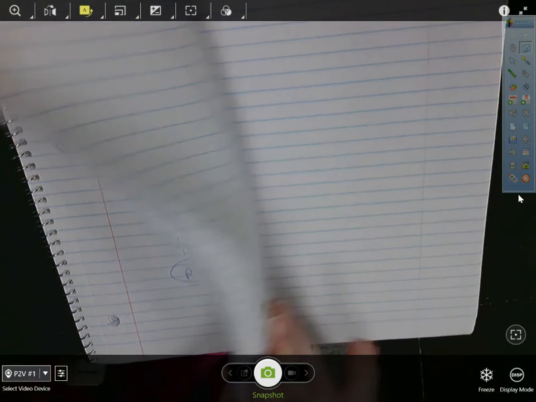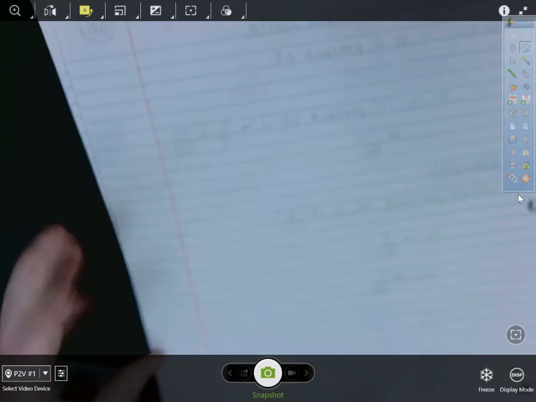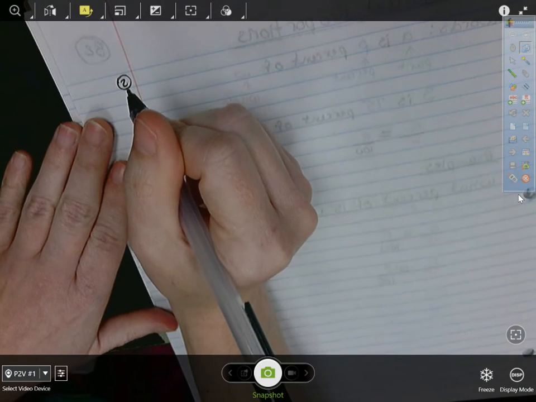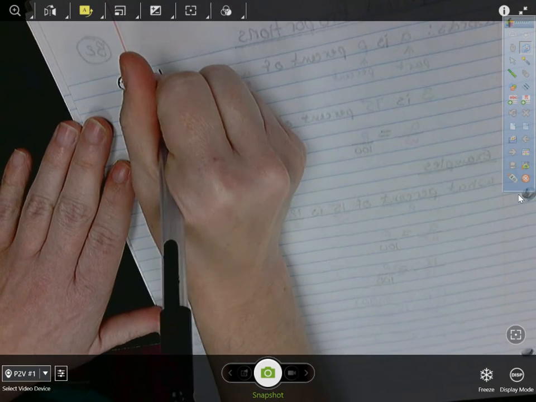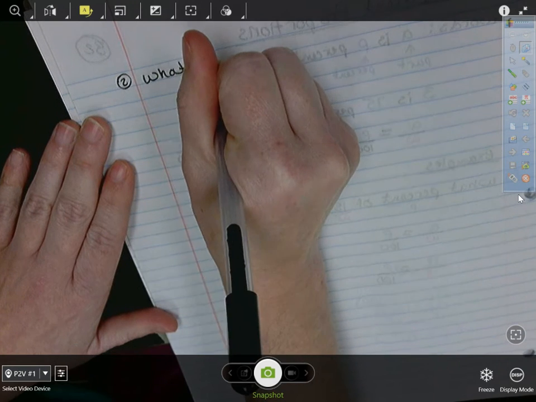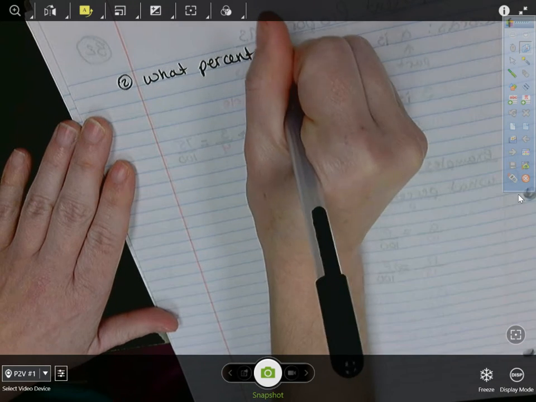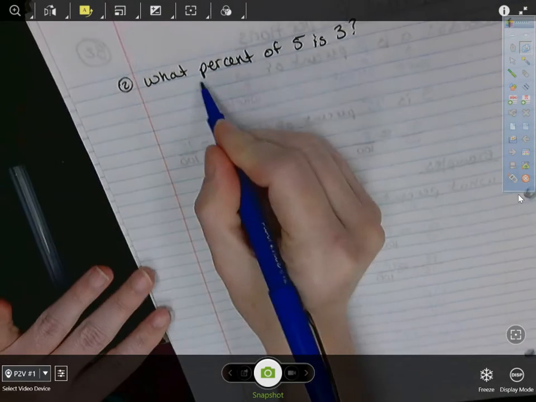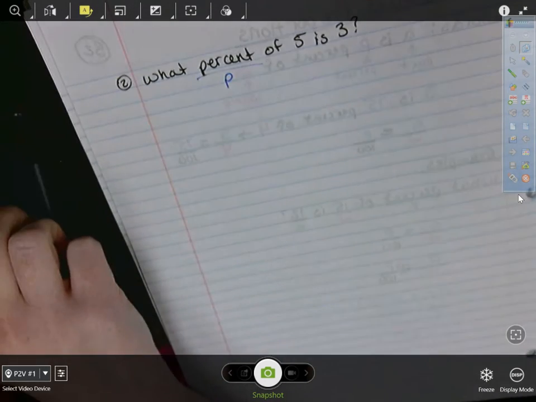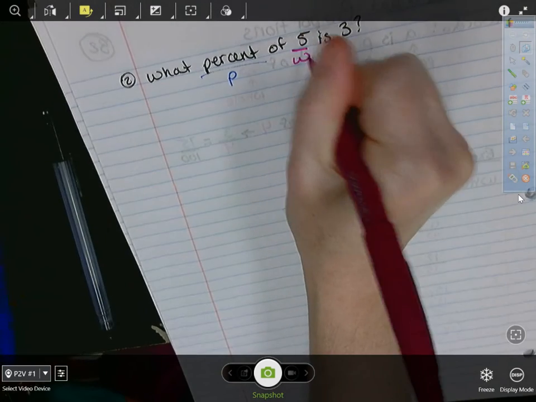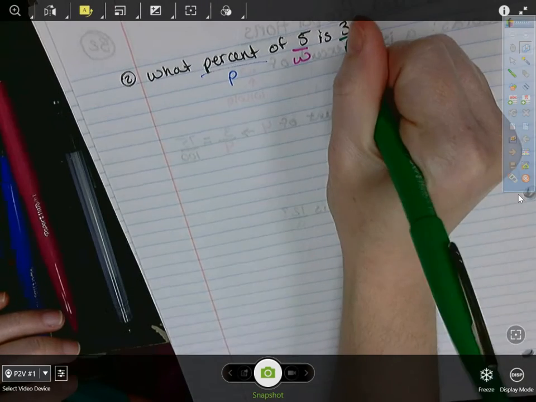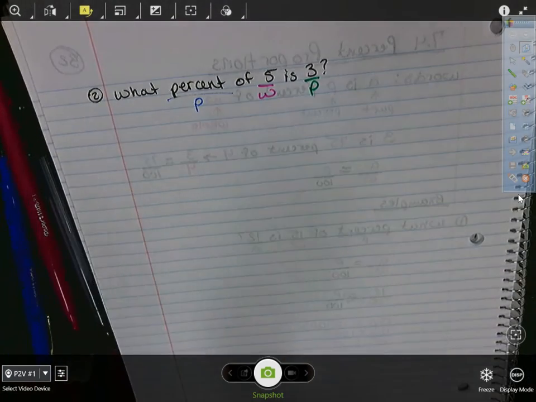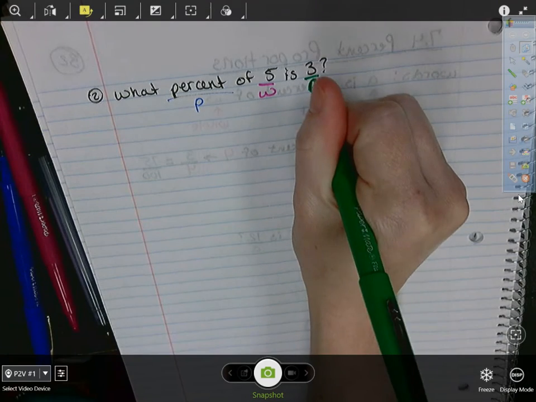Okay, so another example. Number 2. What percent of 5 is 3? Okay, so here's my percent. It's P. 5 is the whole, and 3 is the part. Okay, and how I figured that out is that of 5. So that's how I knew that 5 was my whole. Okay, oh, sorry, this should be A, not a P. That should be an A.